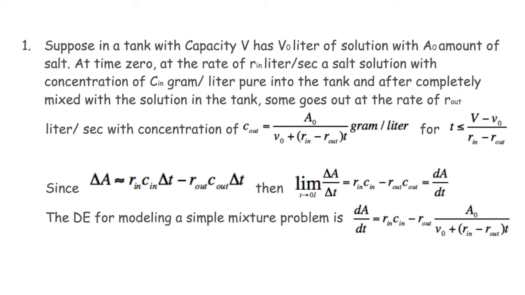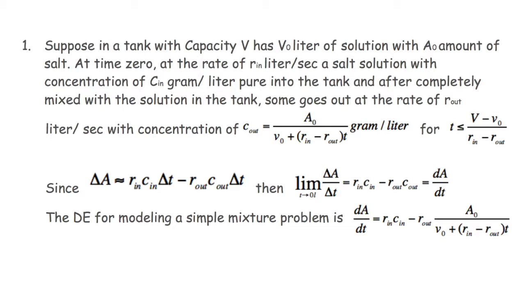First application is the mixture problem. Suppose a tank with capacity V has V0 liters of solution with A0 amount of salt. At time 0, at the rate of R_in liters per second, a salt solution with concentration of C_in grams per liter pours into the tank, and after being completely mixed with the solution in the tank, some goes out at the rate of R_out liters per second, with concentration C_out equal to A0 divided by V0 plus t times (R_in minus R_out). This equation is valid for t less than or equal to (V minus V0) divided by (R_in minus R_out).